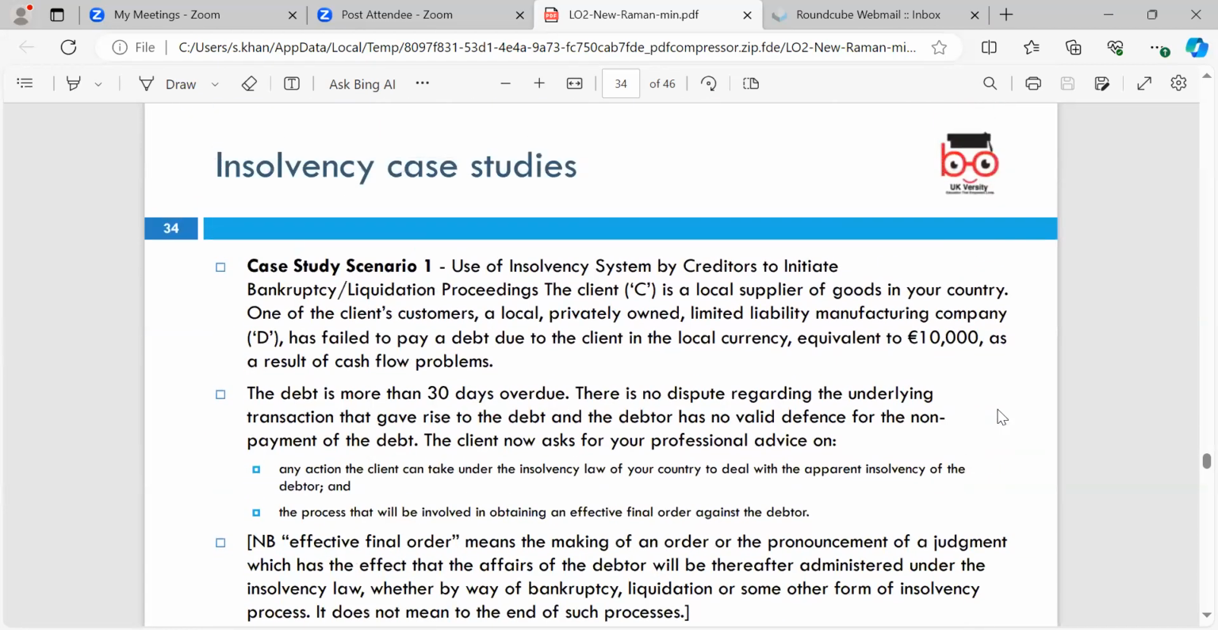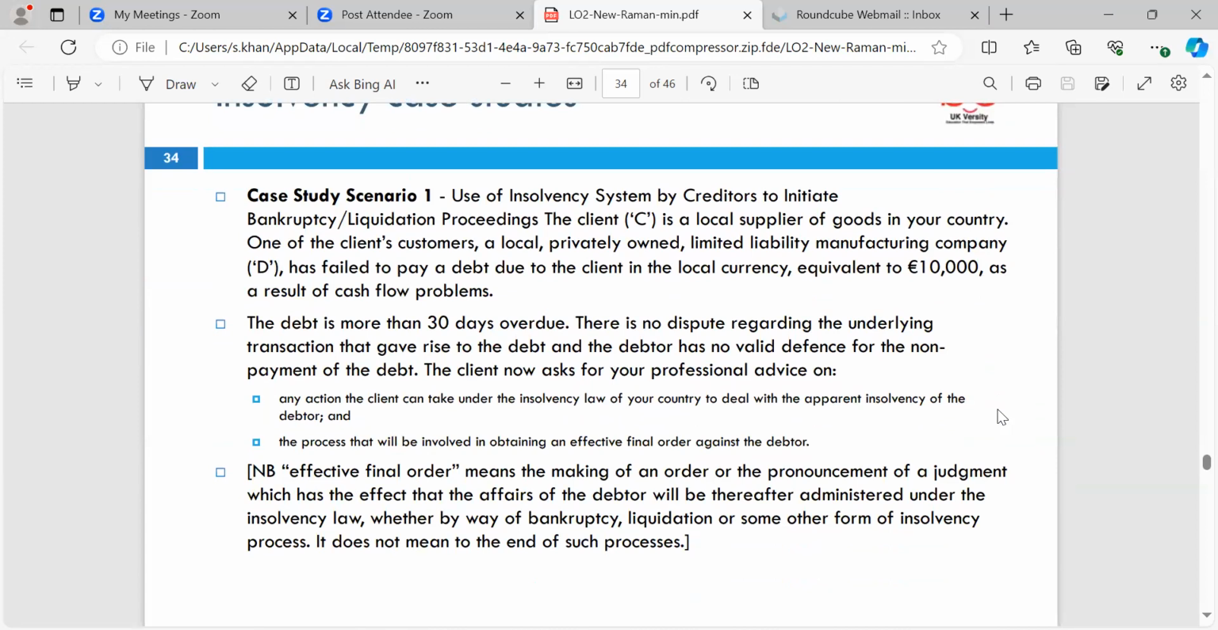So, insolvency case study. Case study 1, use of the insolvency system by creditors to initiate bankruptcy or liquidation proceedings. The client C is a local supplier of goods in your country. One of the client's customers, a local privately owned limited liability manufacturing company, D, has failed to pay a debt due to the client in the local currency equivalent of £10,000 as a result of cash flow problems. The debt is more than 30 days overdue. There is no dispute regarding the underlying transaction that gave rise to the debt, and the debtor has no valid defence for the non-payment of the debt.